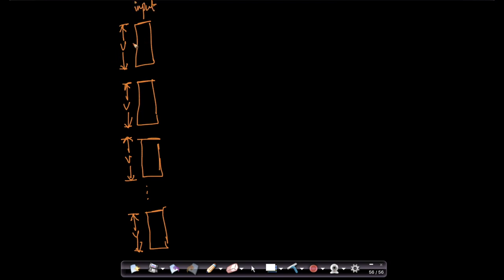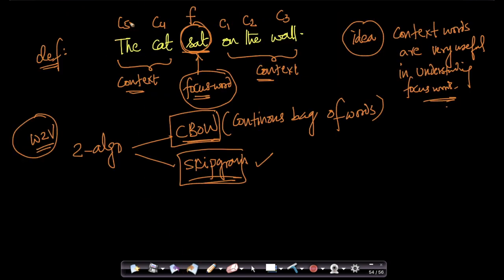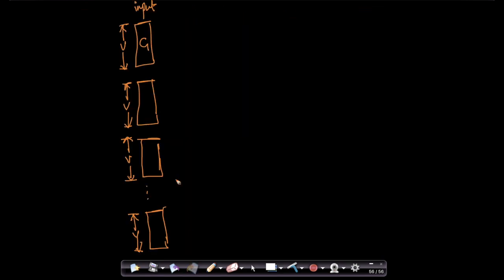The first input is the context word C1. Look at this example. I take C1, which is the word "on". I'll represent "on" as a one-hot encoding, and I'll put it here. So this is a binary vector representing "on". This is for context word 2, context word 3, so on and so forth, context word K. So I have K context words.